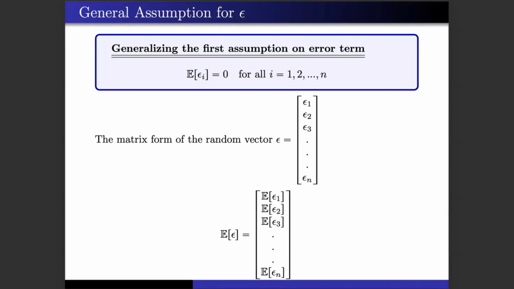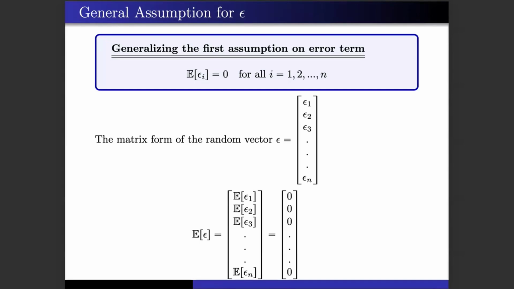Now what is the assumption on a single random variable epsilon i? That the expectation of each epsilon i is 0. Therefore, each entry of this column vector would be equal to 0. And we have that the expectation of this random vector epsilon is also equal to 0. And this is what we get when we generalize the first assumption made on epsilon i.